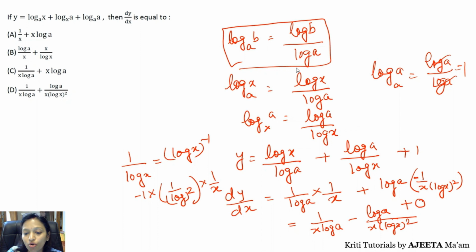But mark one option. So, but the correct option is what here? The correct option is 1 upon x log a minus log a upon x log x whole square. Though it is not there, don't worry about it. Okay, so just mark the option D as correct option or any other option if you wish. Marks will be given to you. So the correct option is this. Just check everyone.